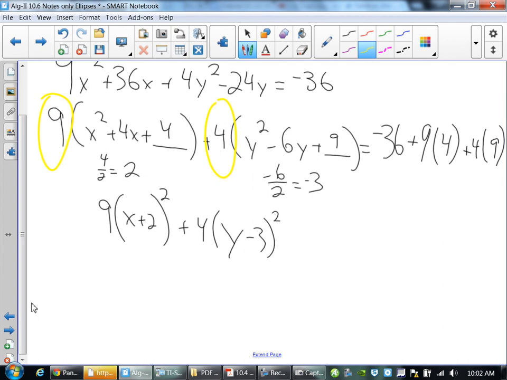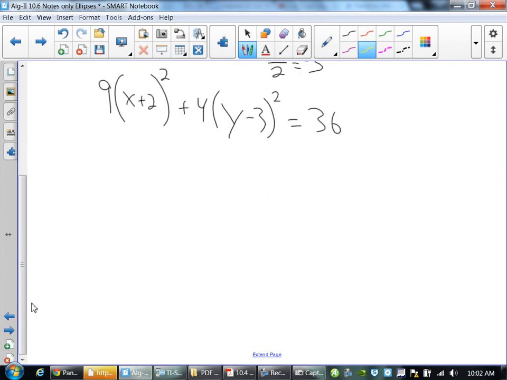So now we're almost into perfect squares. What do you have to do? Get rid of the 9 and 4. Get the 36 to 1 by dividing by 36. Divide by 36.